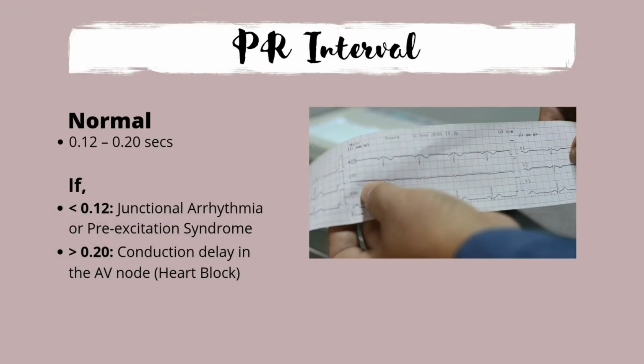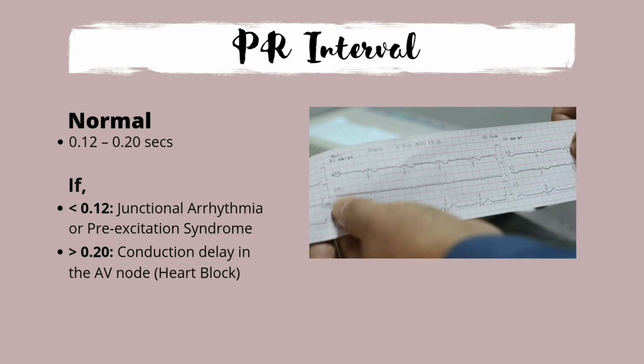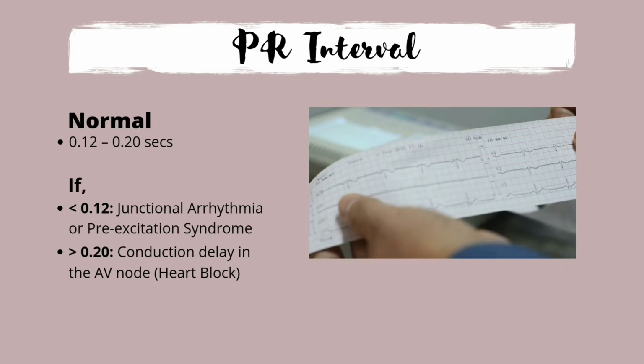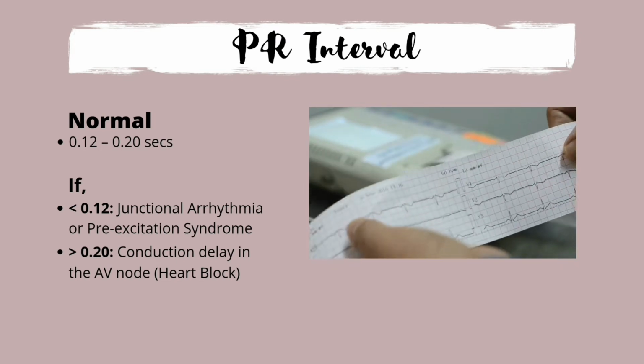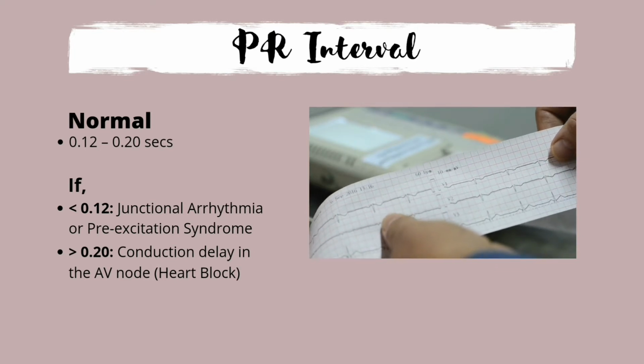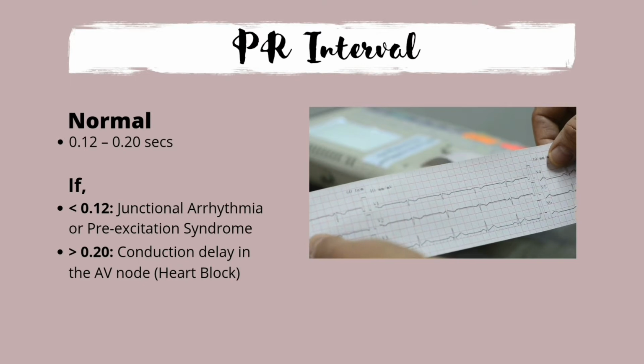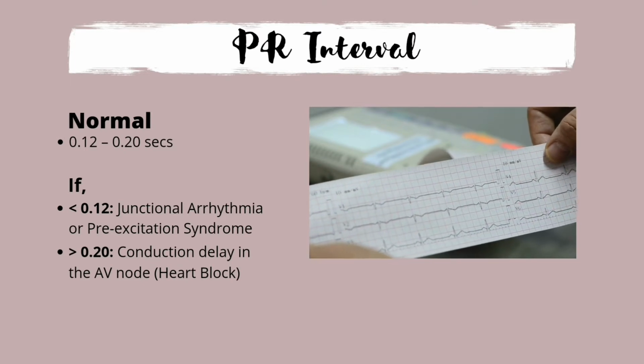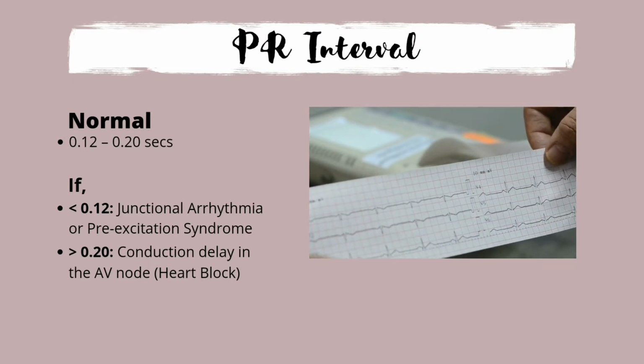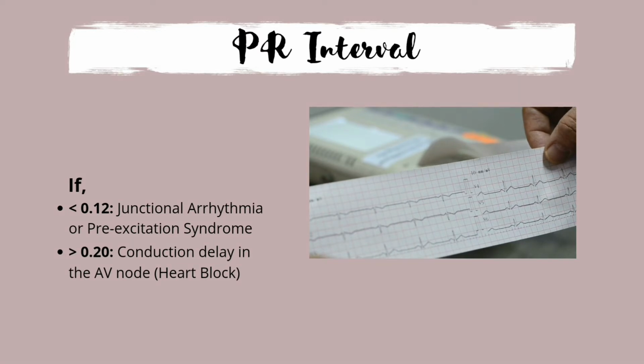Next, we have to determine the PR interval. The normal range is 0.12 to 0.20 seconds. If less than 0.12, it could mean junctional arrhythmia or pre-excitation syndrome. If greater than 0.20, probably a conduction delay in the AV node, or heart block.